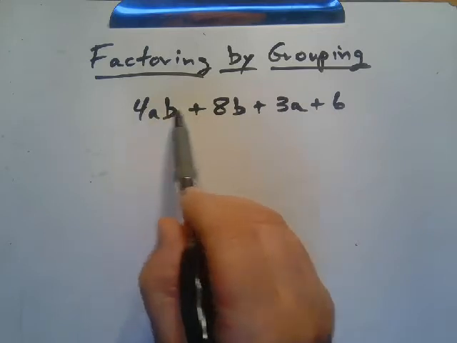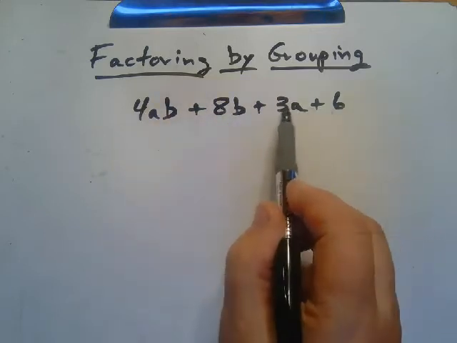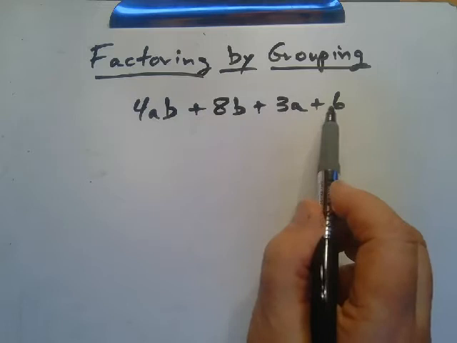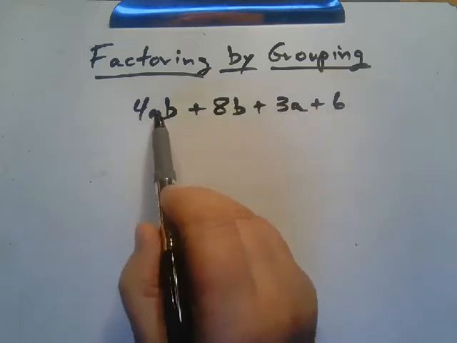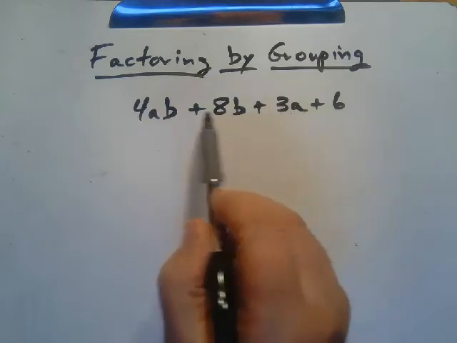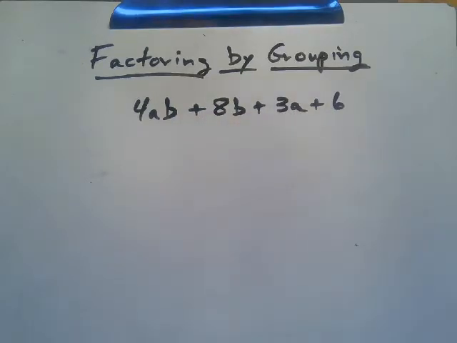I can see that I can't take something out of every term. I can take a 2 out of here, but not here. And I can take a 3 out of here and here, but not these. And I can take an A out of these two and B out of these two. So I can't take something out of every one. So that tool number 1, greatest common factor, I can't use it.